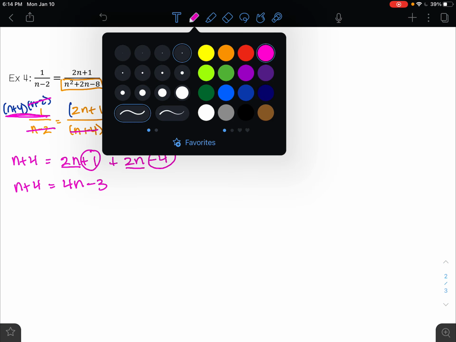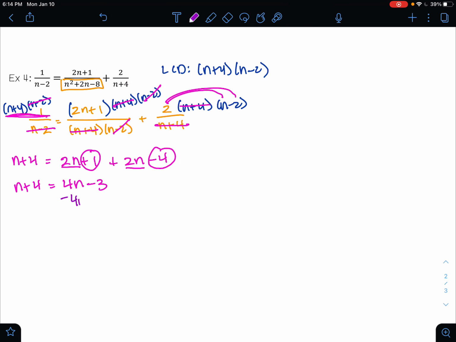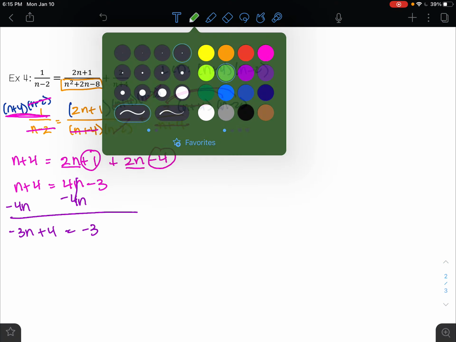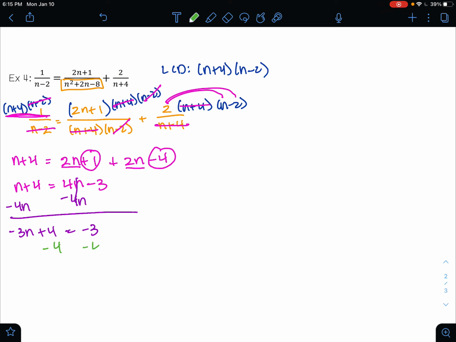I am going to get my n's on the same side of the equation, so I'm going to subtract 4n on both sides and get negative 3n plus 4 is equal to negative 3. My next step is going to be to subtract 4 on both sides and get negative 3n is equal to negative 7. To undo multiplication, I'm going to do division and get n equals positive 7/3.